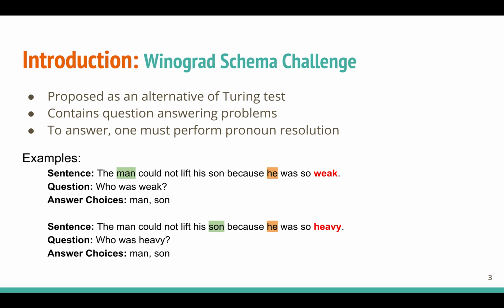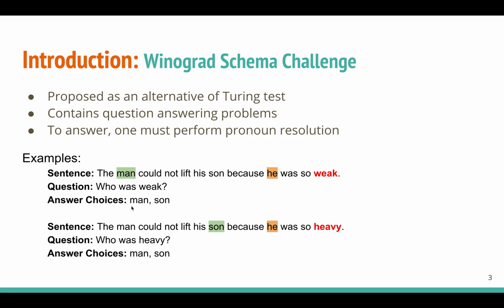The Winograd Schema Challenge problem was proposed as an alternative to the Turing test in 2011. It contains question answering problems such that to answer a question one must read a sentence and perform a pronoun resolution with respect to an entity or a pronoun in the sentence. For example, the first sentence here, the man could not lift his son because he was so weak, and the question, who was weak, can be answered with respect to the sentence by resolving this he to man correctly.